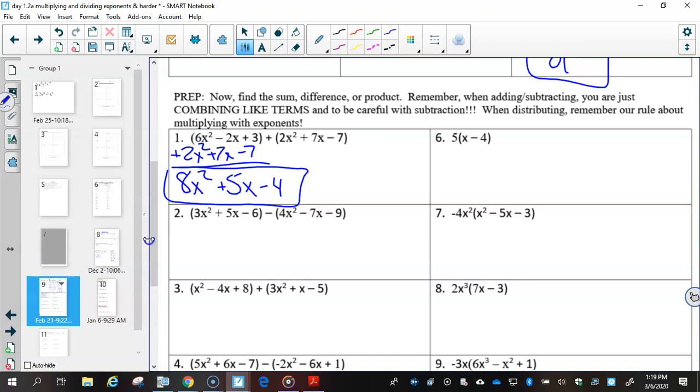So in this case, we know we're done because we cannot combine any of these. None of these are like terms. One has an exponent, one has just a variable, one is a constant. They're not like terms.